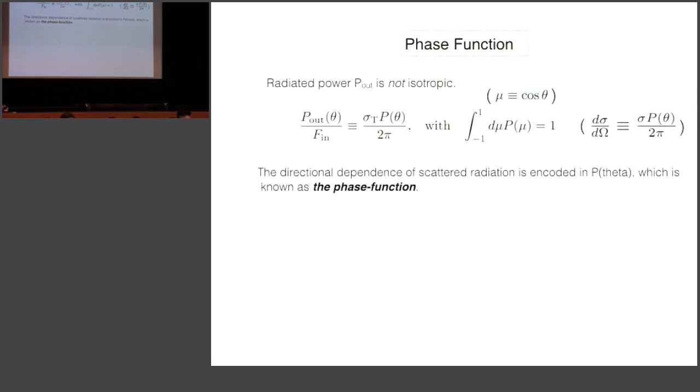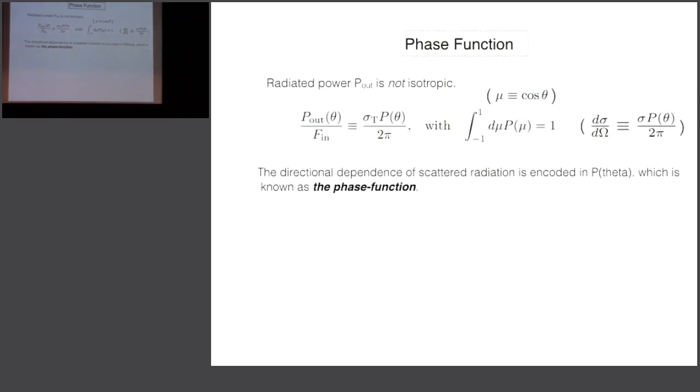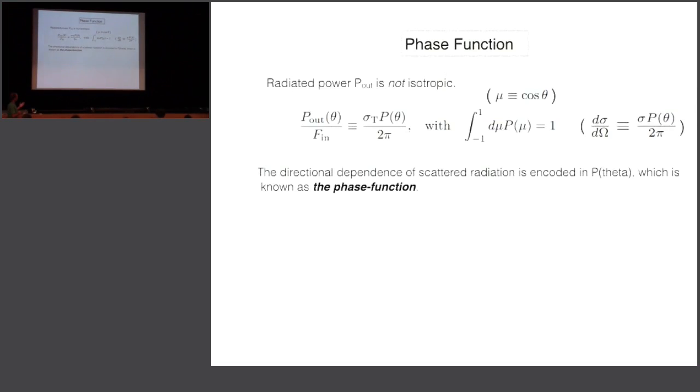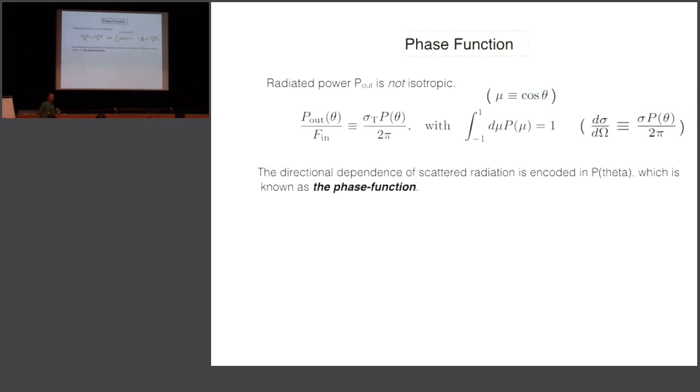So one way to write this is as follows. The re-radiated power has some angular dependence, and this is often expressed in a function called p theta. It's a bit confusing that I'm using p both here and here, but that's historically a bit unfortunate. That's just the way it is. But this has nothing to do with power. This is known as the phase function. So this fully quantifies the angular dependence of the re-radiated emission.